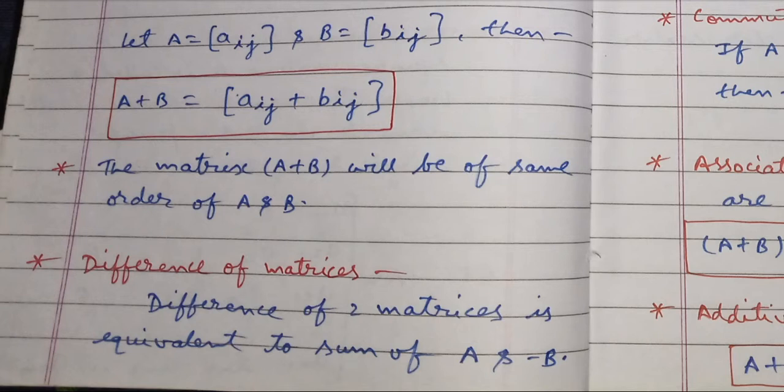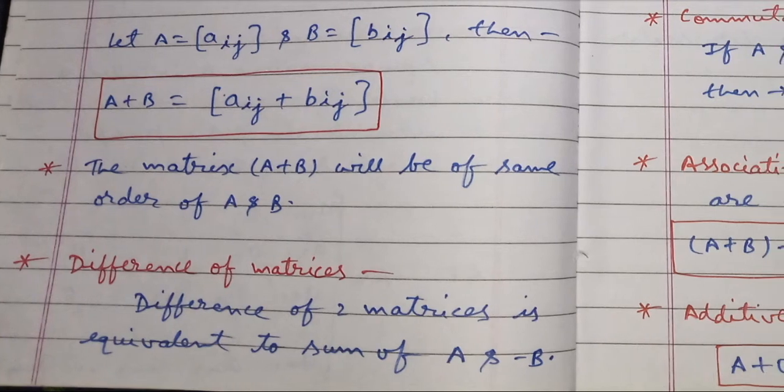Suppose matrix A is of order m cross n and B is also of order m cross n. This is the condition, and then these two matrices will be conformable for addition, and the sum of these two matrices, that is the matrix A plus B, will also be of order m cross n. Now we should look at the difference of matrices.